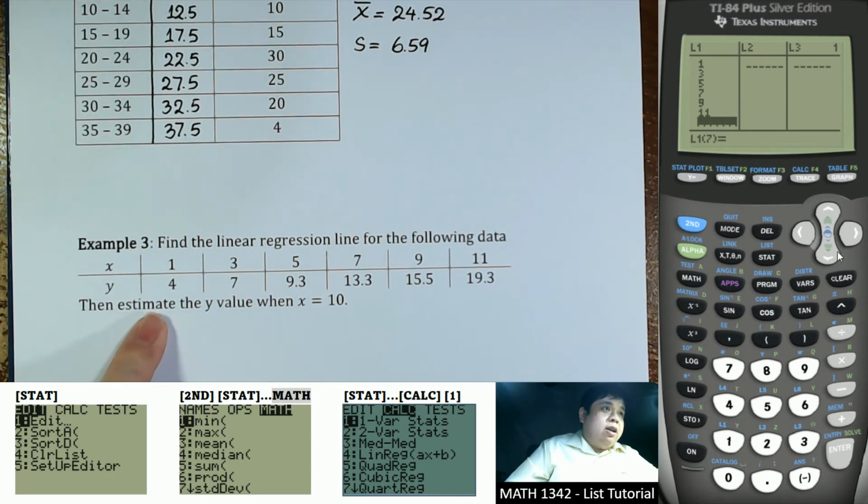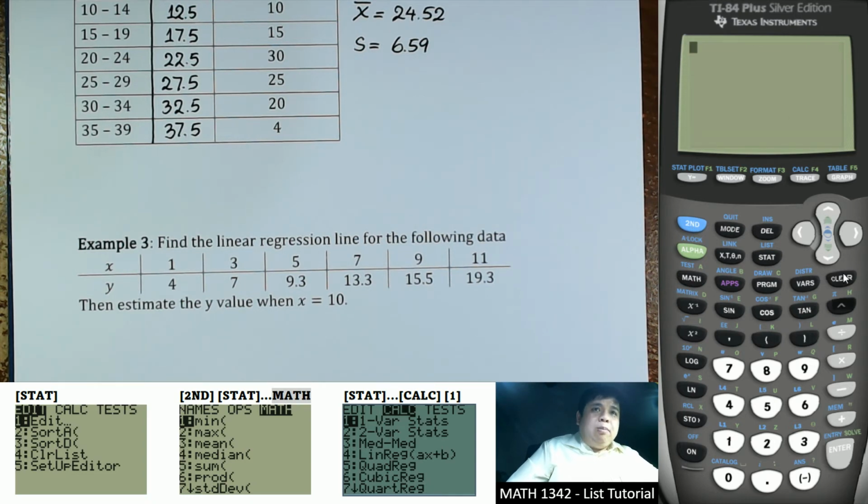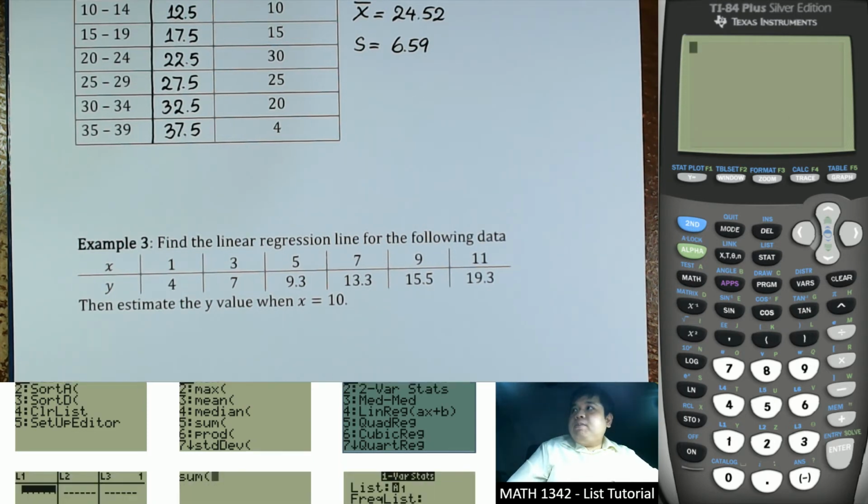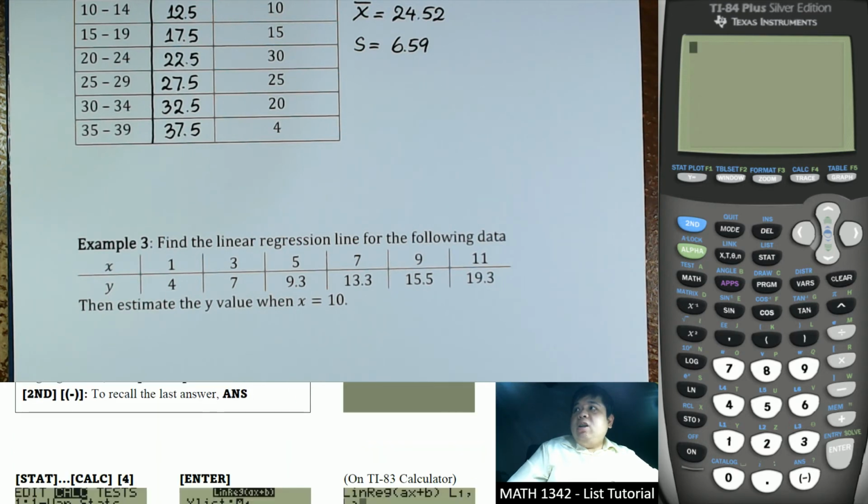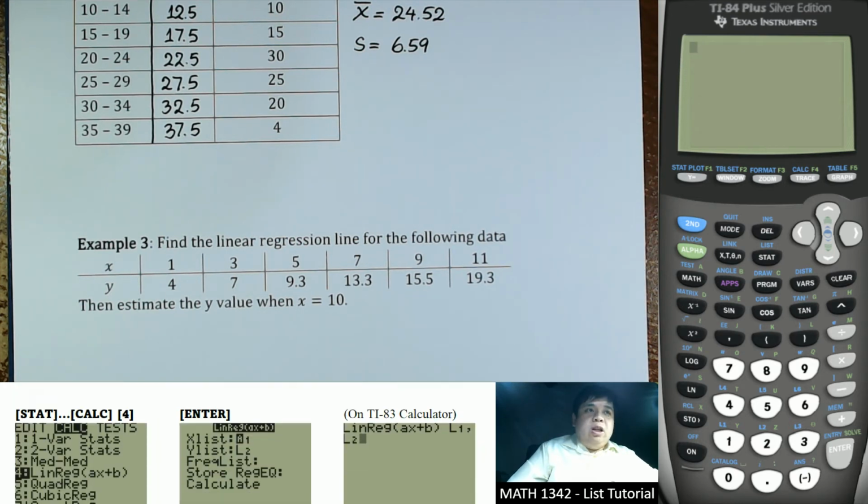And then the second list: 4, 7, 9.3, 13.3, 15.5, and 19.3. Alright, when we're done, second mode, quit. Right, next we will find the equation of the best fit line, or the linear regression.